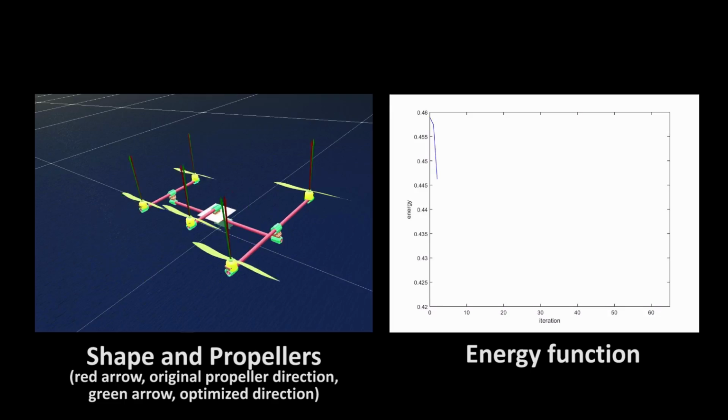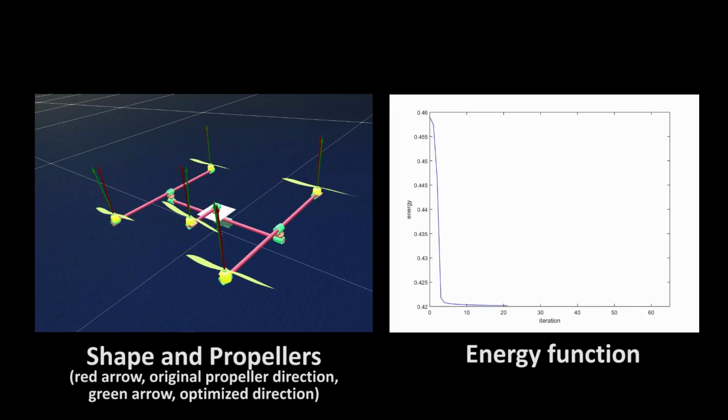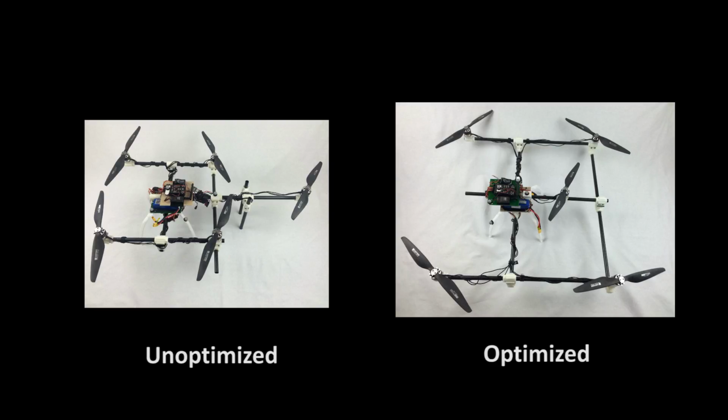This example describes a Pentacopter with optimized design for payload. We show the changes of shape and propeller orientation with iterations of our optimization algorithm. It is challenging to design a controller for a Pentacopter as it has an even number of motors.